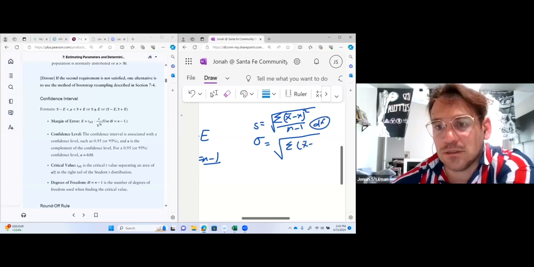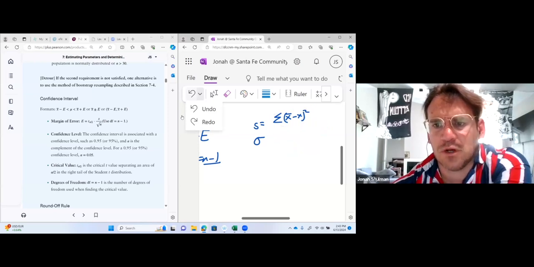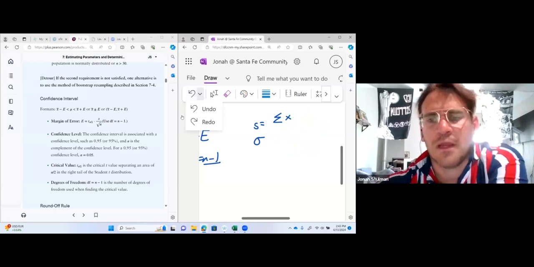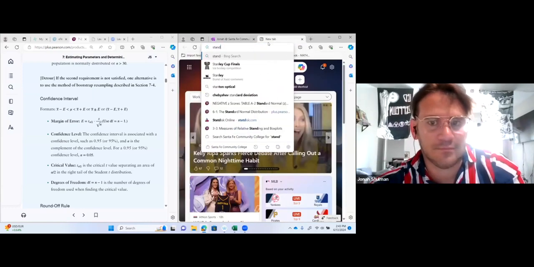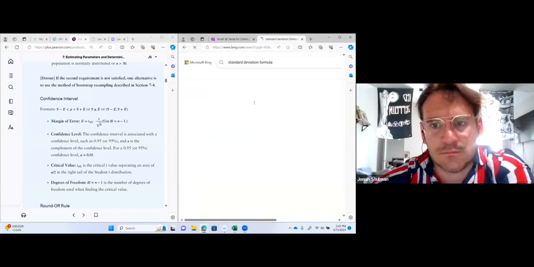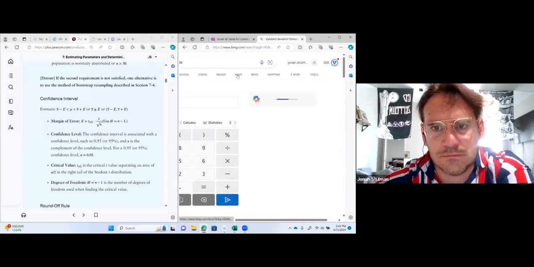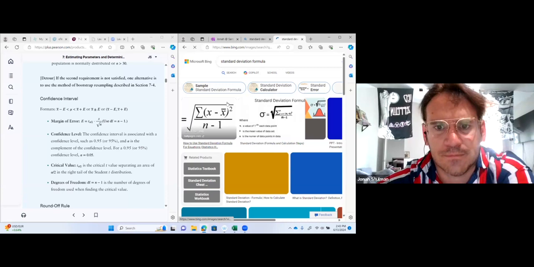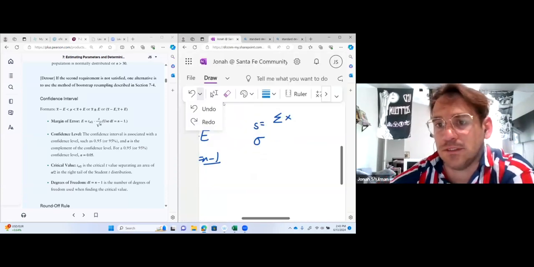The other formula, sorry, I think it's actually x first minus x bar. I believe that's the standard deviation formula. I believe it's x minus x bar. It is x minus x bar. See, I never want to tell you the wrong thing. It didn't look right, that's why.